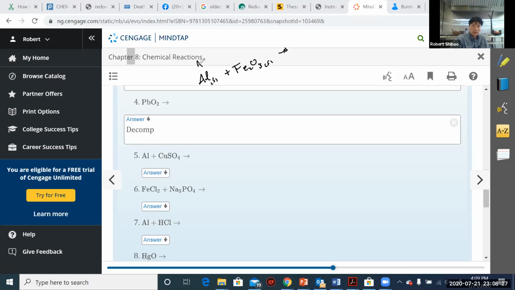So what we're going to do is set this up as single replacement. That's going to make aluminum oxide. Now aluminum loses 3, oxygen gains 2, so aluminum oxide is going to be Al2O3. And we're going to form iron metal.